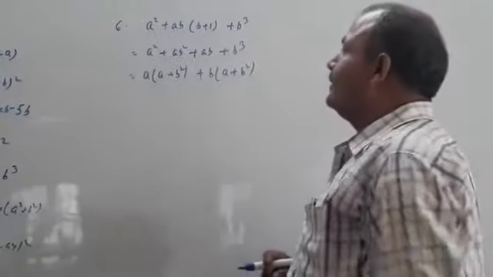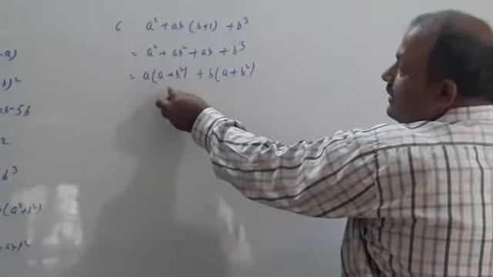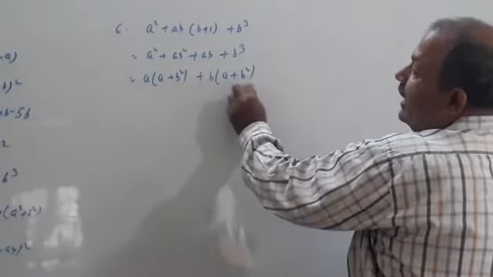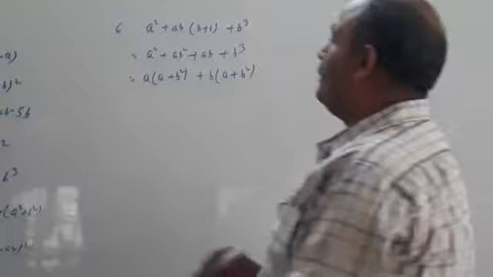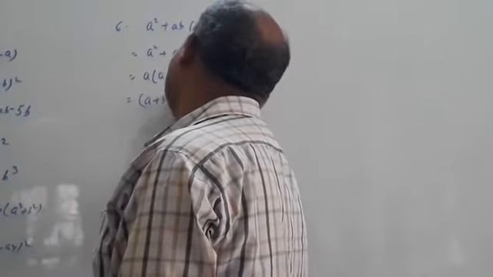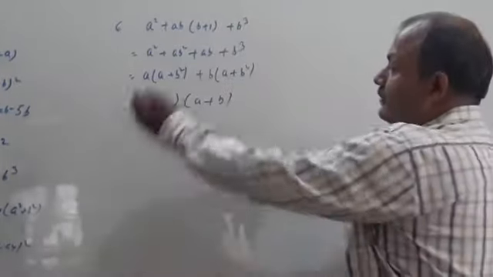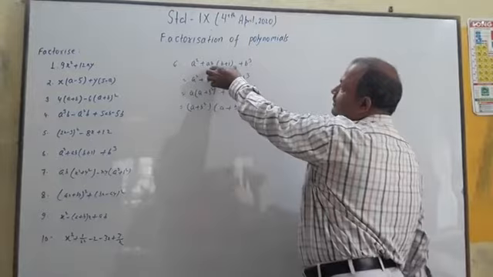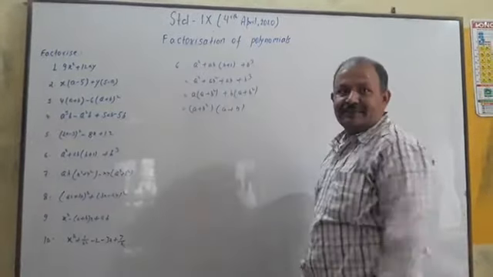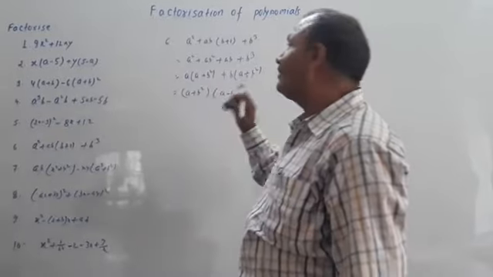What we find? This expression is turned into two terms, each having a plus b square as common, and therefore a plus b square will be taken as common, and then we are left with a plus b. And these are the two factors into which this expression is turned. This is factorized to get a plus b square into a plus b.